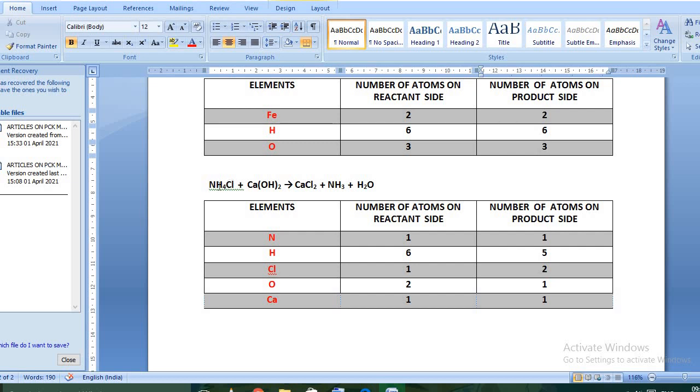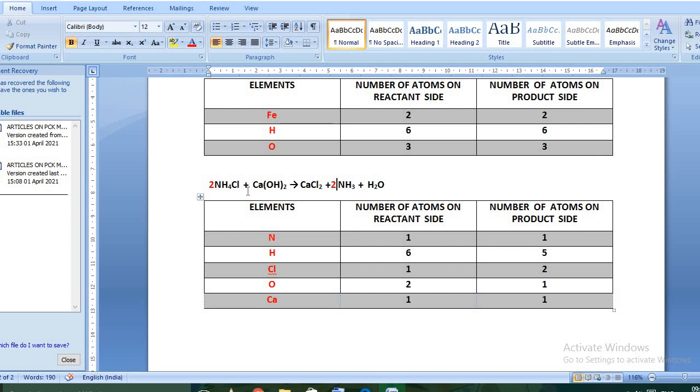so we will balance chlorine and oxygen first. For balancing chlorine, here 2 chlorine and here 1 chlorine, so by adding 2 over here we can balance. So 2 chlorine. But now 2 nitrogen here and 1 nitrogen there, so again we will add 2 here. So 2 nitrogen, now 2 chlorine, clear.